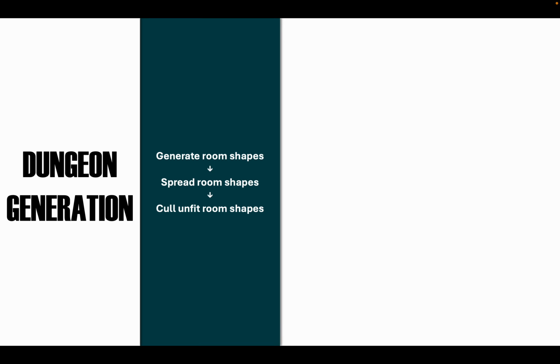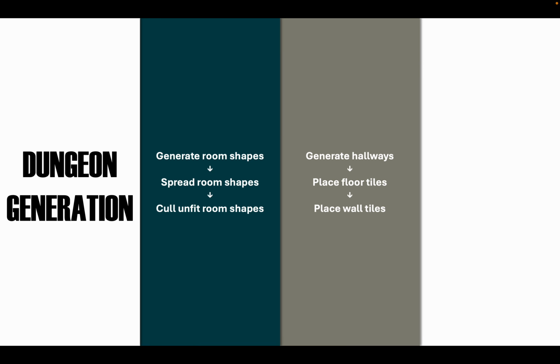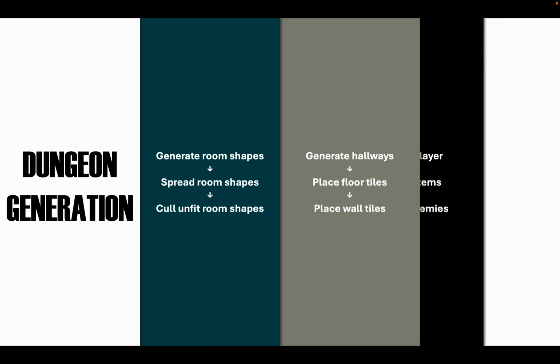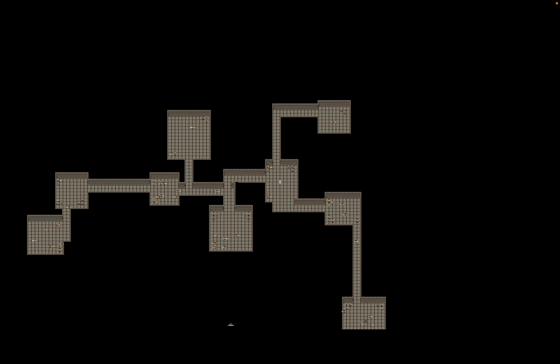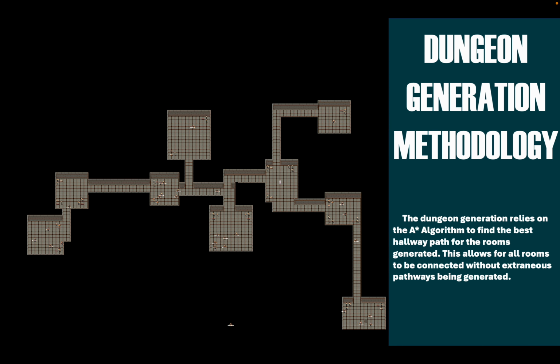There are room shapes that are generated in these dungeons. Those shapes have collision devices that allow them to spread out, and then we cull unfit rooms. Then we generate hallways, place the art assets on top of that, and then items and objects are placed inside of that. So here's what a finalized dungeon in a previous version of the game looks like.